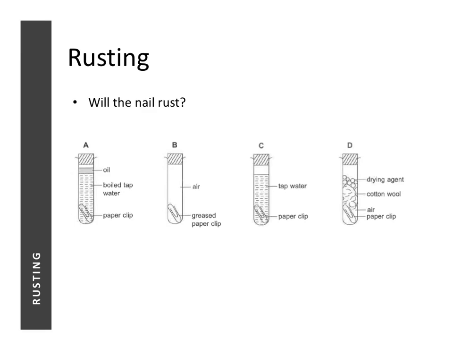Now let us take a look at this question where we need to analyze the conditions in each of the test tube to see whether the nail will rust. Now in this seemingly very innocent question, there are actually many new ideas to be learned. Okay, so let's look at test tube A. Test tube A, the paper clip is immersed in water. However, the water is boiled.